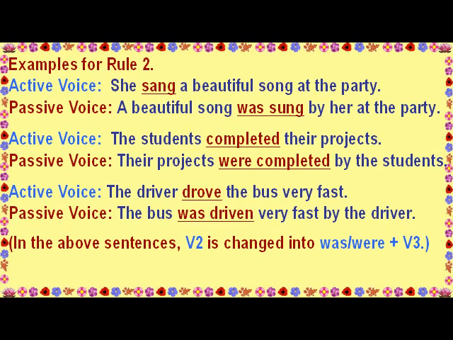Active voice: The students completed their projects. Passive voice: Their projects were completed by the students. Active voice: The driver drove the bus very fast. Passive voice: The bus was driven very fast by the driver. In the above sentences, V2 is changed into was, were plus V3.